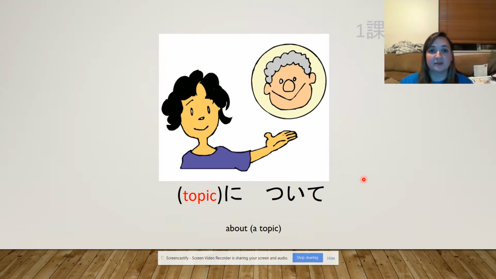So you can pick whatever topic you want. You could say, anime について about anime. So you can attach that and use について. It's really useful, especially when you're introducing a topic. So when you're writing an essay or something like that, this is a really good pattern to use.